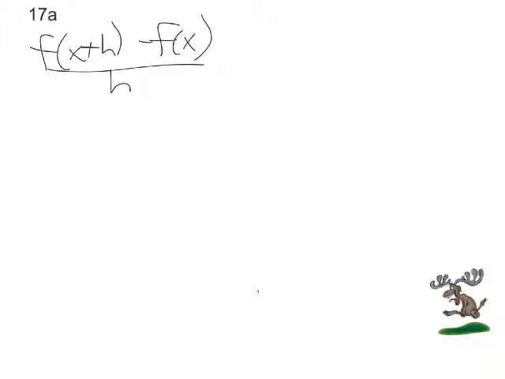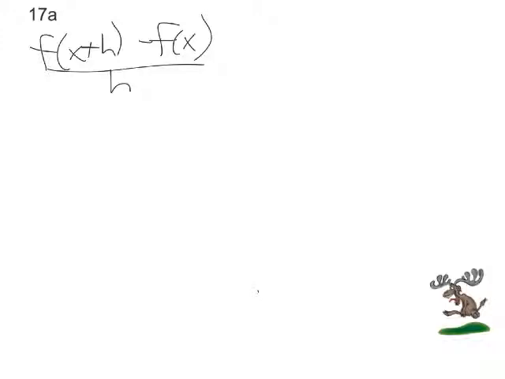What it's asking us to do is find f of x plus h minus f of x over h for some given functions. And this is a piece of the definition of the derivative, and we will eventually learn shortcuts for the derivative, but for now we need to know where it's derived from.